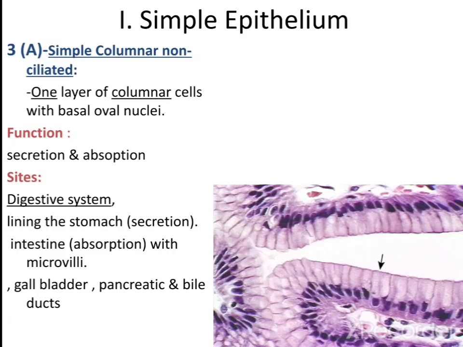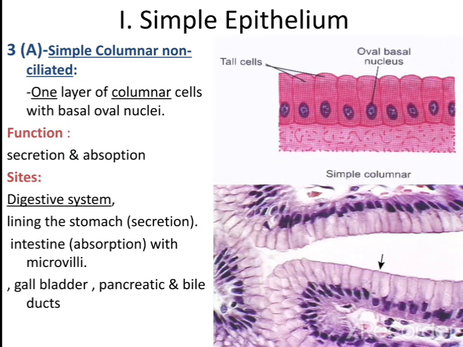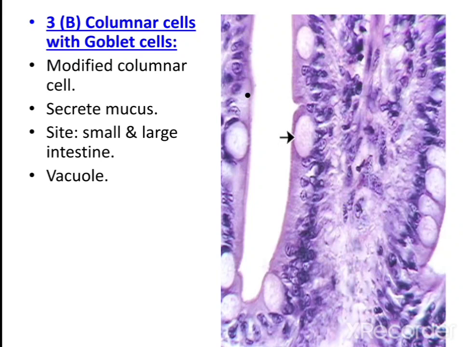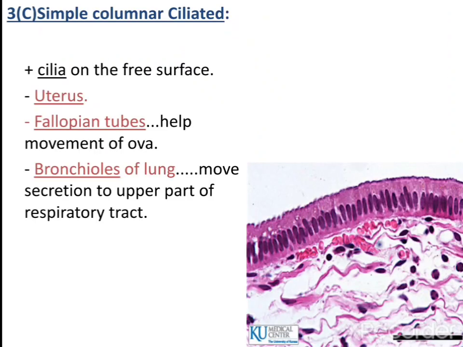Next is simple columnar epithelium. In this the structure is one layer of columnar cells. Columnar cells mean these are tall cells, their length is more, just double the breadth, and the function is secretion and absorption. The location is the digestive system, that is lining the stomach, intestine, gallbladder, pancreatic and bile ducts. Then the subtype in this is columnar cells with goblet cells. These are modified columnar cells which secrete mucus and they are found in the small and large intestine, having vacuoles.